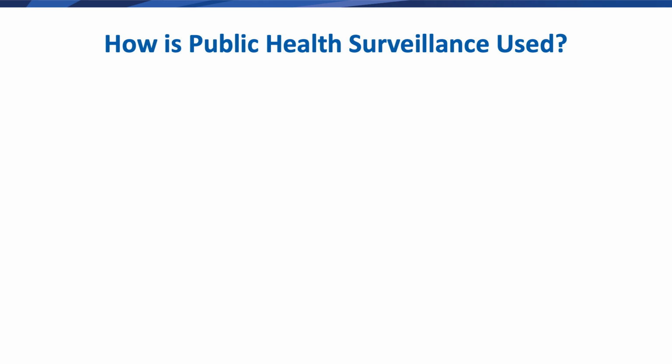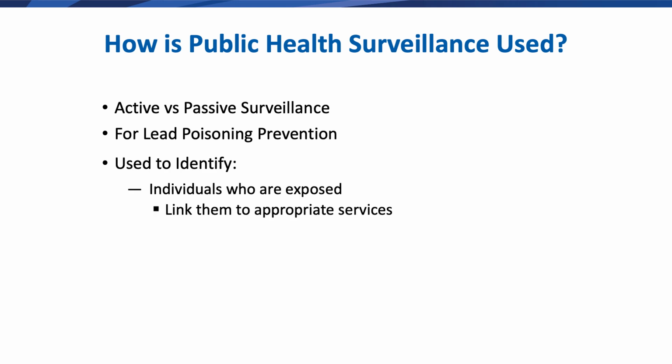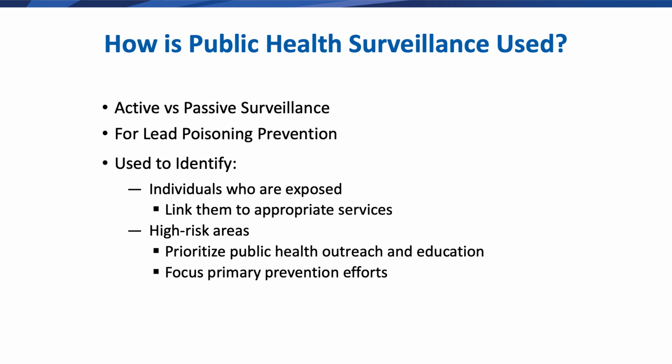Why is this important for lead poisoning prevention? Routine surveillance allows programs to identify individuals who've been exposed to lead and link them to the proper services. It can be useful in identifying areas within jurisdictions where there's an increased exposure and where public health outreach and education efforts may have the most impact. It can also help to guide funds to areas and programs that need it.